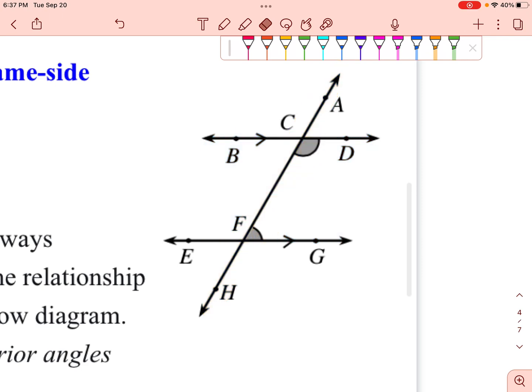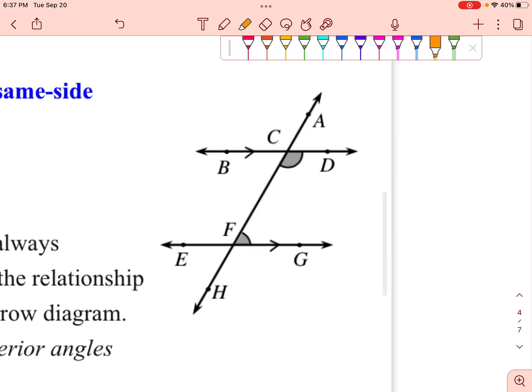So those are called same side interior. So let's see what we can find out about these angles right here. If I take this orange angle, and I know corresponding angles are equal when the lines are parallel, and I slide it down, you can see that these angles don't fit on top of each other, but you can very easily see that together these two angles make 180 degrees.